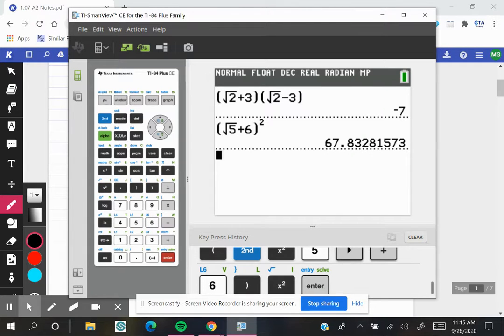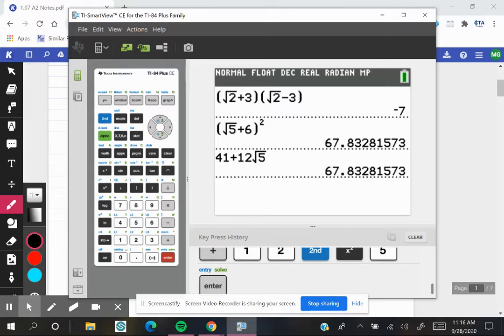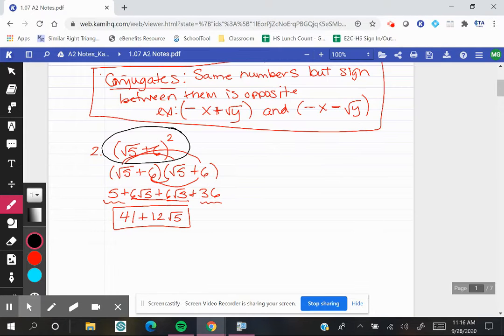And now we get a decimal. Then you would type in your answer. So 41 plus 12 radical 5. And we get the exact same decimal. So it's not as nice of a check, but it still does the same thing. You just have to type in your answer to make sure they give you that same decimal.